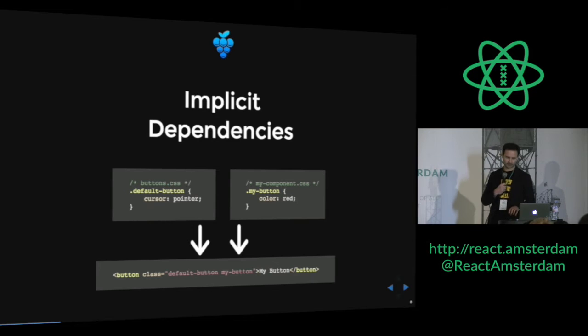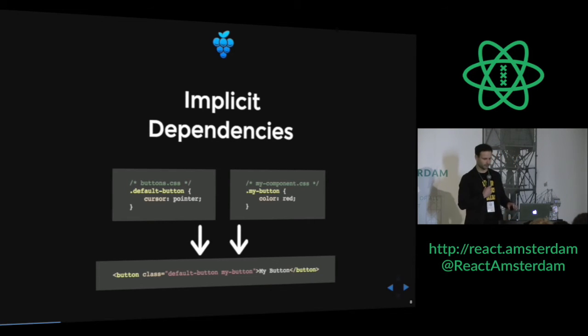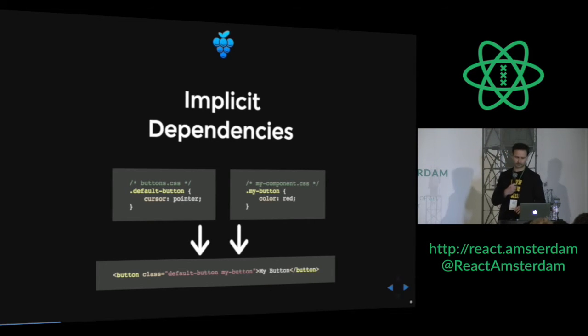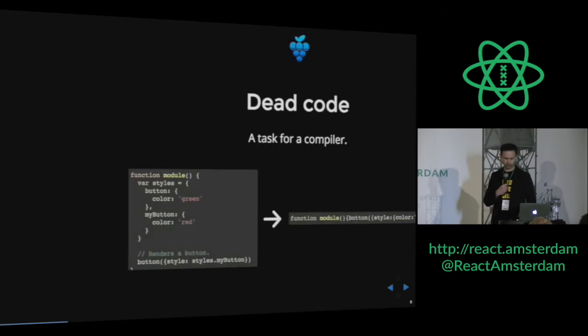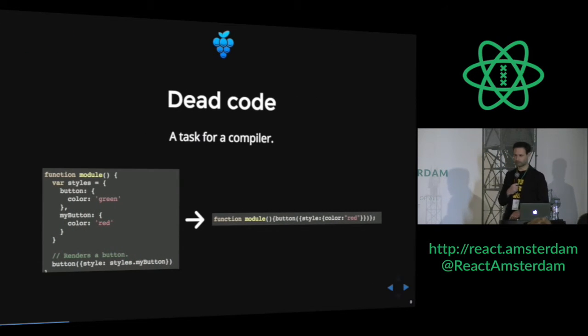The next problem results basically from the global namespace. It's implicit dependencies. Basically, when you write your components or HTML, you expect every CSS rule is already in the page. And once you expect it, you don't really know which CSS rule is used in which component, because it can be anywhere. And you cannot change it because you don't know what is going to be broken.